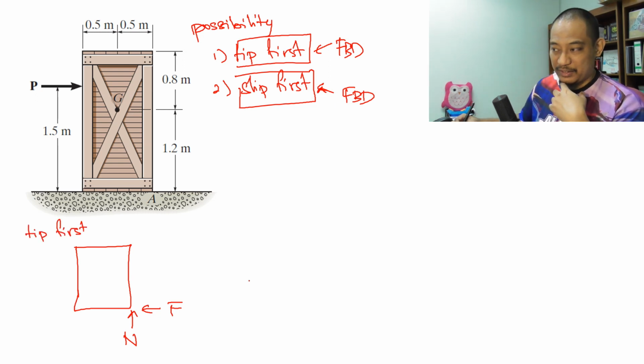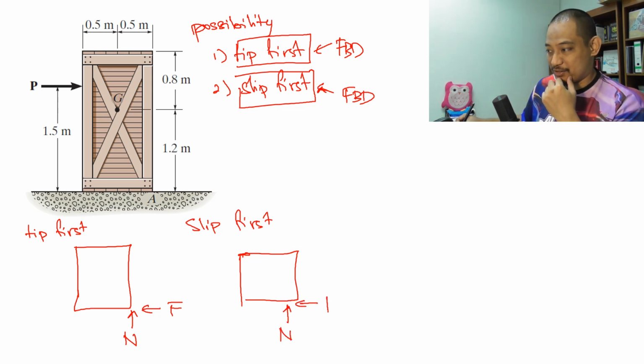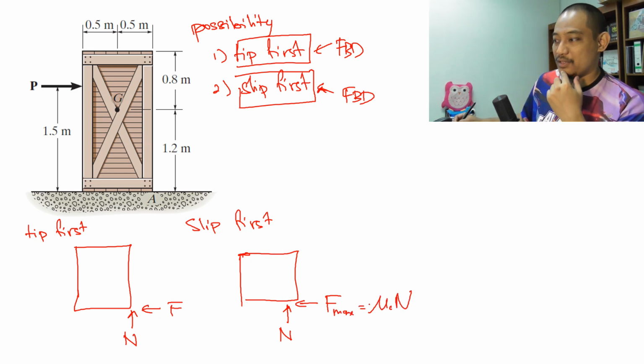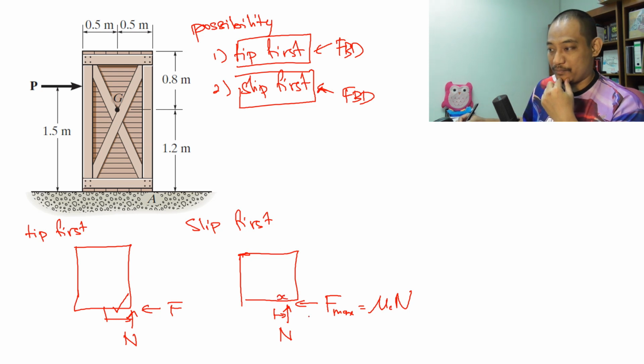So this is fundamentally different than slip first, where the assumption is N is not yet at the edge, but F is the maximum, F max or mu s N. So this is a fundamental difference where this distance is known, this distance is unknown. This F max is basically known, especially if the coefficient of static friction is known. This force is not known.